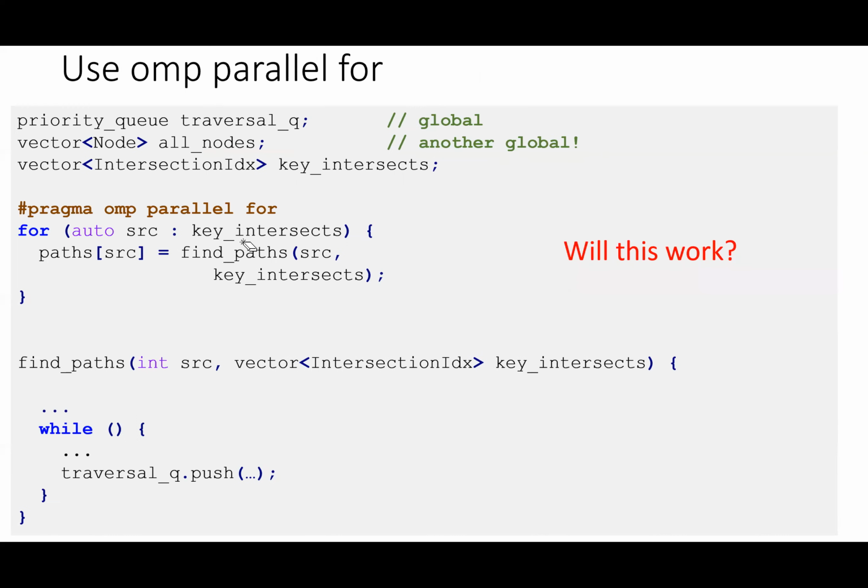So let's write that. We're going to make that a parallel for loop. And that's not much code. We just say pragma omp parallel for, and now for this for loop, the compiler is going to try to use multiple threads.